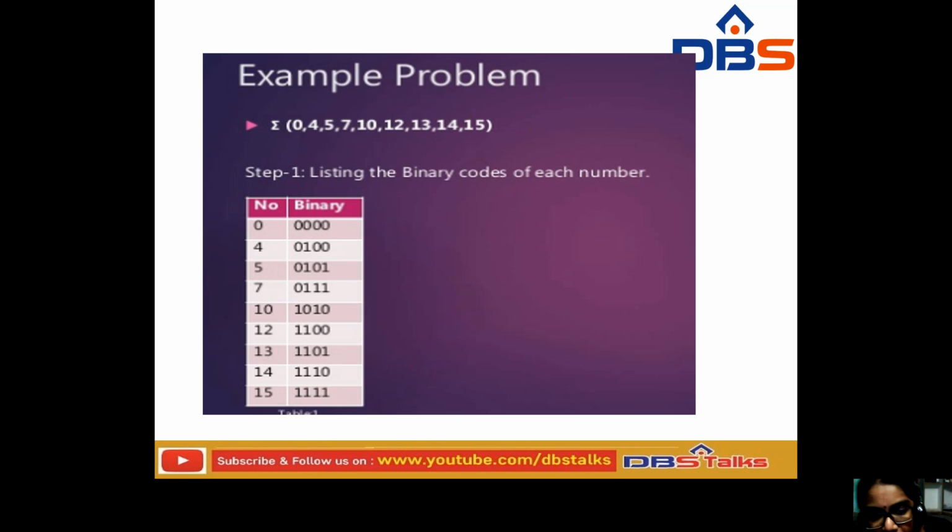The binary representation of 12 is 1100. Next one is 13. The binary representation of 13 is 1101. Next one is 14. The binary representation of 14 is 1110. Next one, 15: the binary representation of 15 is 1111. Here in the first step you have to list the binary code for each and every number. Okay, go for the next slide.